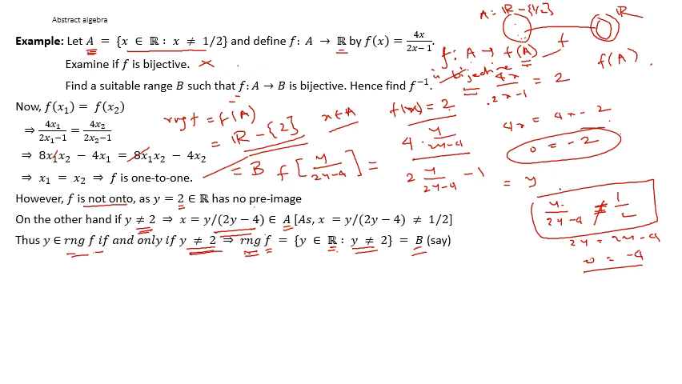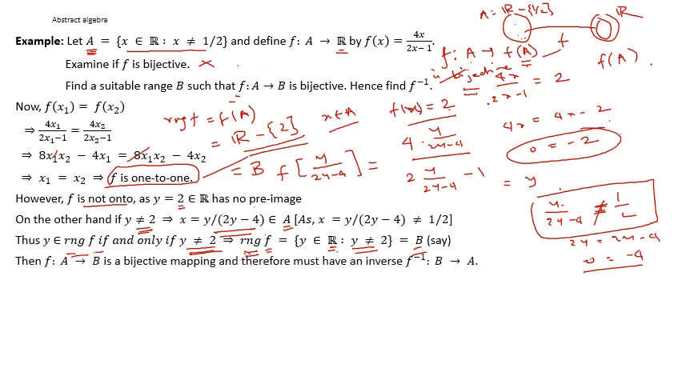Then f becomes bijective, because f is already 1 to 1. If we consider the range of f as the codomain, then f becomes onto. So the range of f is capital B, and we say f from A to B is bijective because f was already 1 to 1. Taking the range as onto as well, f from A to B is bijective.